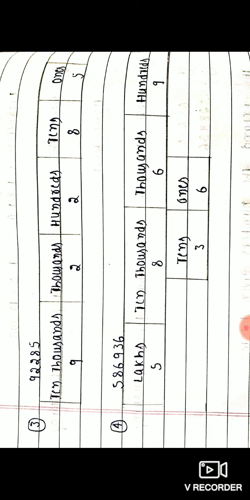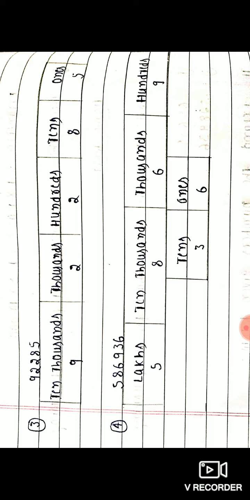Next one, 92,285. You have to write the place value chart for the following number, that is 92,285. First you have to write ones place, tens place, 100 place, thousands, 10,000. Ones place is 5, tens place is 8, and then 100 place is 2, 1000 place is 2, and last one 10,000 place is 9. Therefore 92,285.